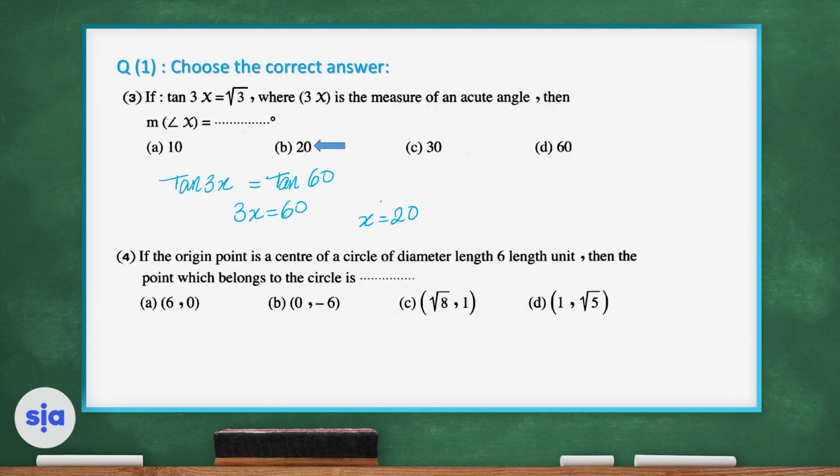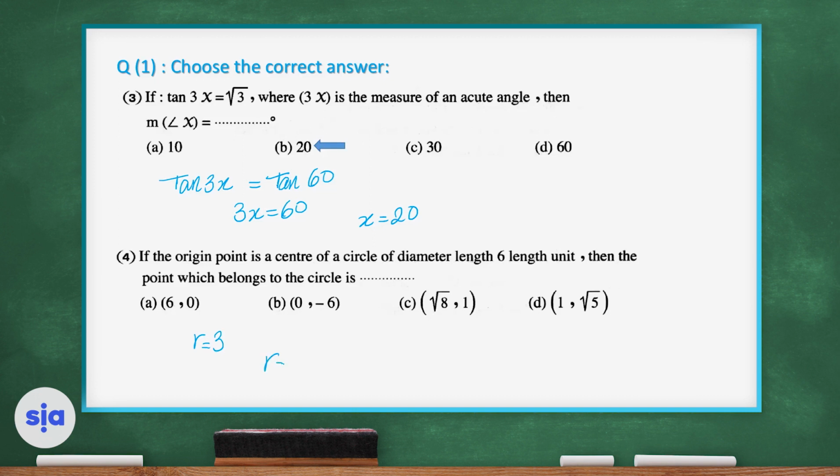In question 4, if the origin is the center of a circle of diameter length 6 length units, then which point belongs to the circle? As long as the center is at the origin, the radius is the square root of x1 squared plus y1 squared. Which of the following choices will give me a radius of 3? Why a radius of 3? Because the question says the diameter is 6, so the radius is 3.